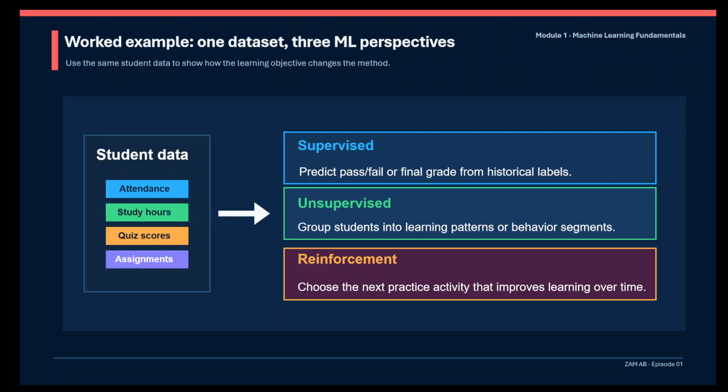So in as far as a supervised model is concerned, it can predict fail or pass based on the final grade from historical labels. So it can predict pass, fail, or the final grade of a student based on the previous data which has been fed to it. Unsupervised, definitely, can also be used for the same example. Group students into learning patterns or behavior segments. It can group the students.